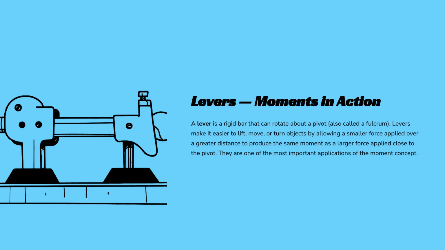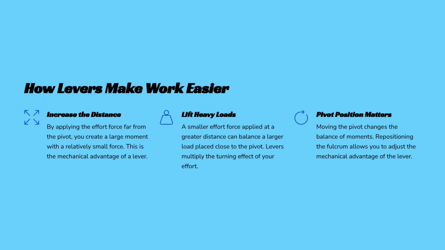Levers are a perfect example of moments in action. They allow us to move heavy loads using smaller forces by increasing the distance from the pivot, also known as the fulcrum. Levers make work easier by multiplying the turning effect. By adjusting the position of the pivot, you can change the mechanical advantage of the system.